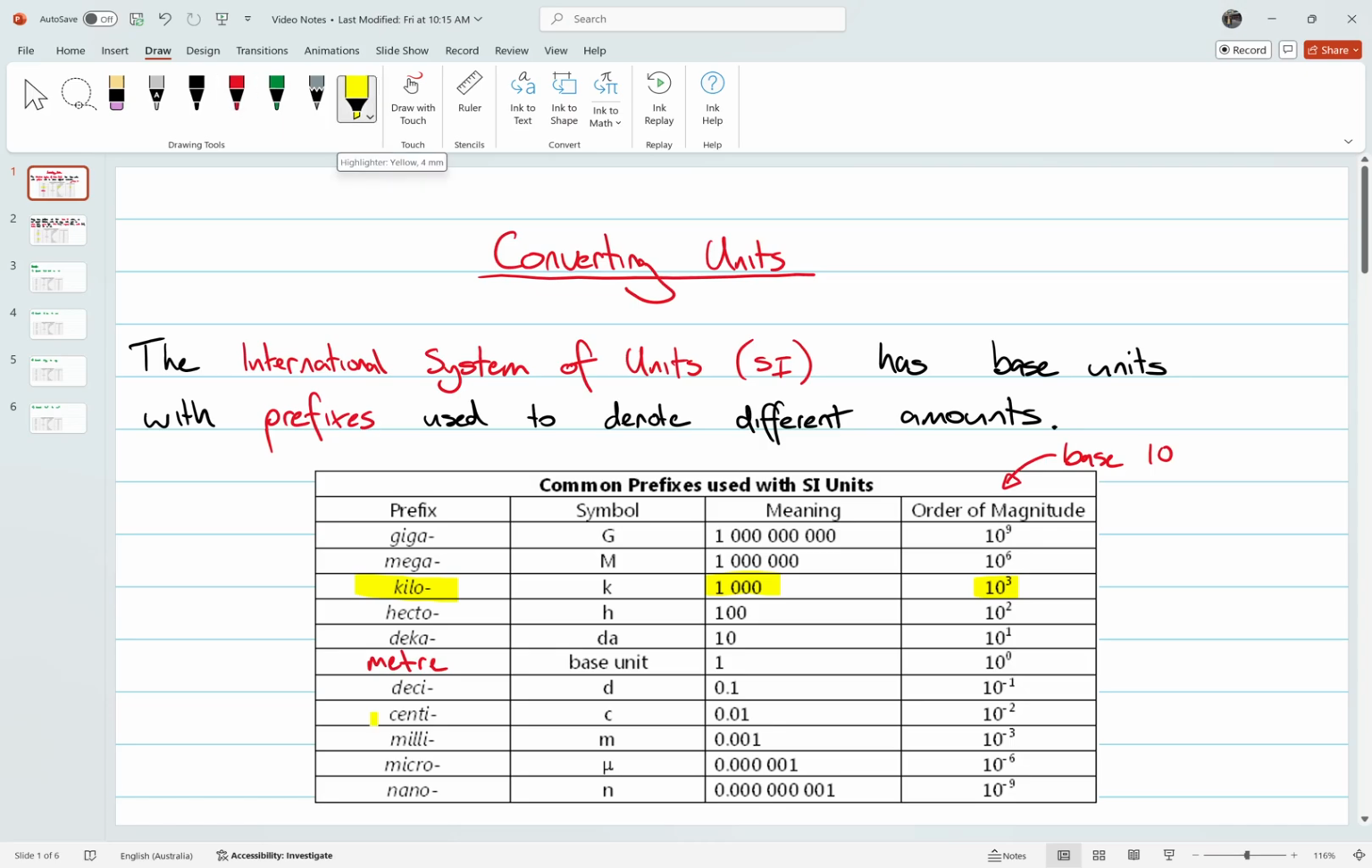Or we could talk about a centimeter, which is 0.01 meters, or 10 to the power of -2. And you might know how to convert between meters and centimeters, multiplying or dividing by 100. But using this table, we can apply it for all kinds of different units and all different prefixes. For instance, you see nano here. Nano is 0.000000001 meters, a nanometer, or 10 to the power of -9. So 1 billionth of a meter.